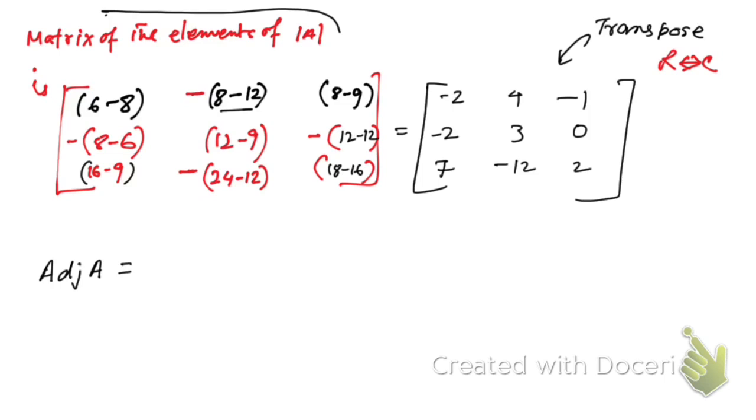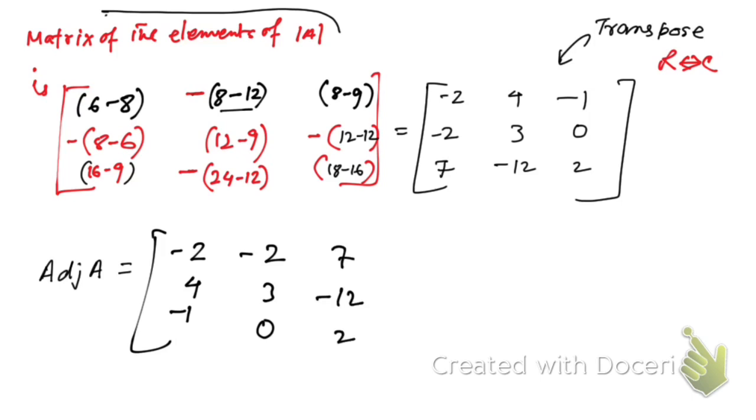Right. So then what you're going to get? Write this row as a column: minus 2, 4, minus 1. Then write this row as a column: minus 2, then 3, then 0. Okay, and then this row as a column: 7, minus 12, then 2. That's what we have got. So this is the adjoint matrix of A.